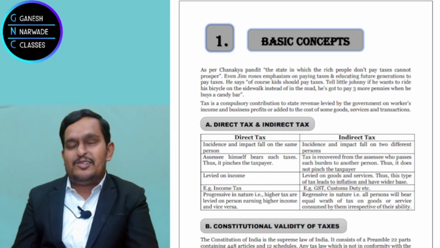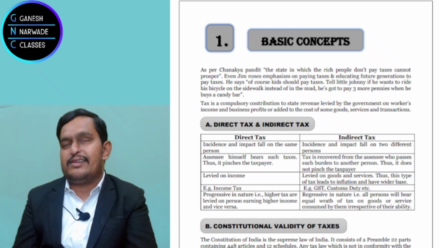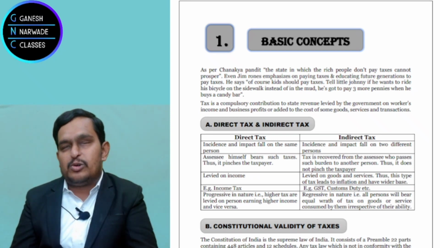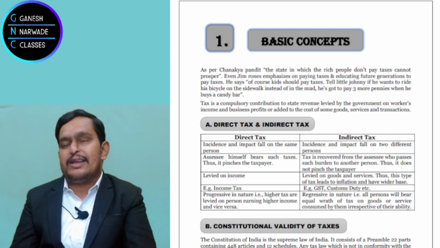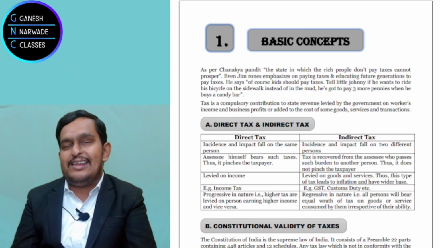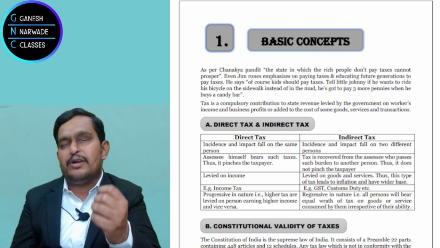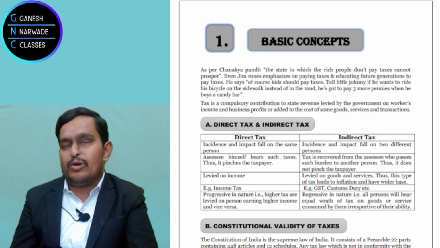Now, Jim Rohn is my favorite person. With this, I will conclude. Jim Rohn says: teach little Johnny. That means small kids, you have to teach them that if you want to ride your bicycle on proper roads, not on muddy roads, then when that kid, that Johnny, purchases a chocobar or candy, along with that candy, he has to pay an extra 2 cents to the government for constructing such roads. Inculcate the habit of paying taxes among children. That's what Jim Rohn said.